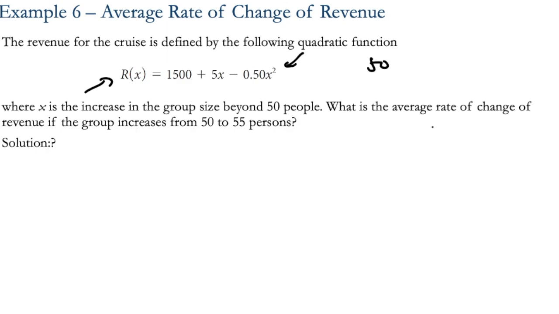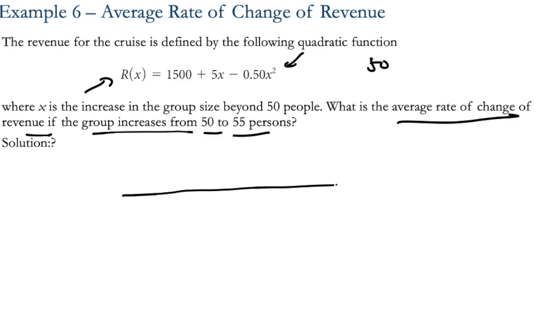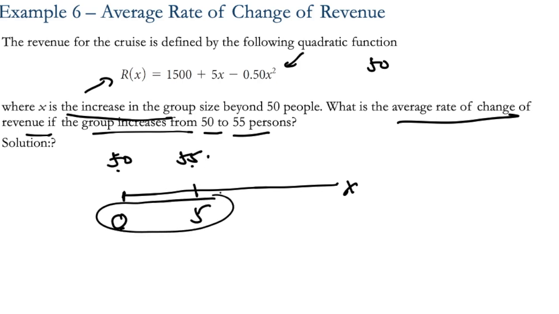So if it is beyond 50, then that x shows you the amount of increase. Okay. What is the average rate of change of revenue if the group increases from 50 to 55? So the idea here is that if you want to talk about x, the initial group is 50. Therefore, there is no change, isn't it? But if the group increases from 50 to 55, then there is an increase from 0 value of x to 5 value of x. 5 here refers to the increase in group number, group size. Is it clear? So don't be confused with 50 and 55. Actually, the x values here are these two. Okay, so be careful when you read.